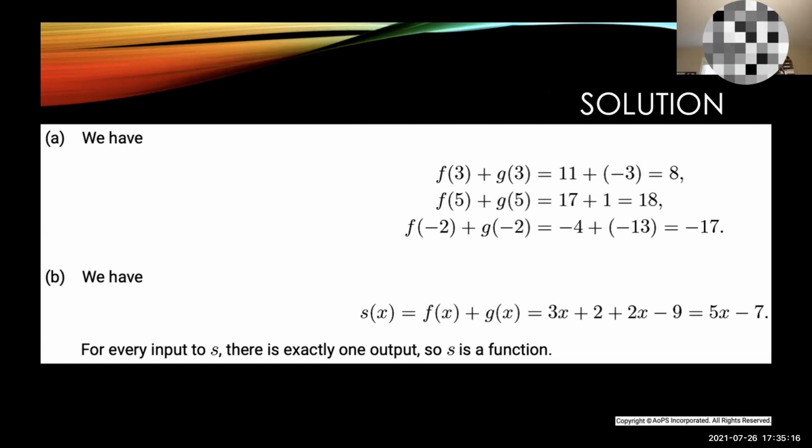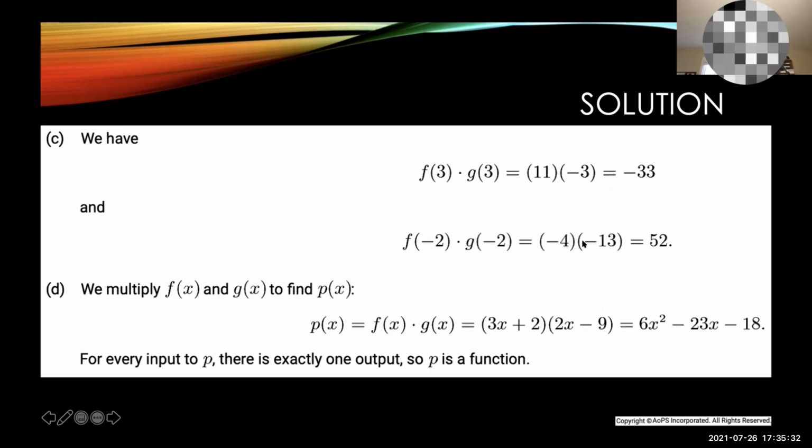For part B, let s of x equal f of x plus g of x. And then if you add these two together, you can combine the like terms, you get 5x minus 7, and that's a function because for every number you put in, you only get one answer out. For part C, if you multiply them through, the answer should be negative 33 and 52. And if you multiply these together, it is still a function because even though multiple inputs can give you the same output in a quadratic, every single input will only have one specific output. So that's why it's a function.